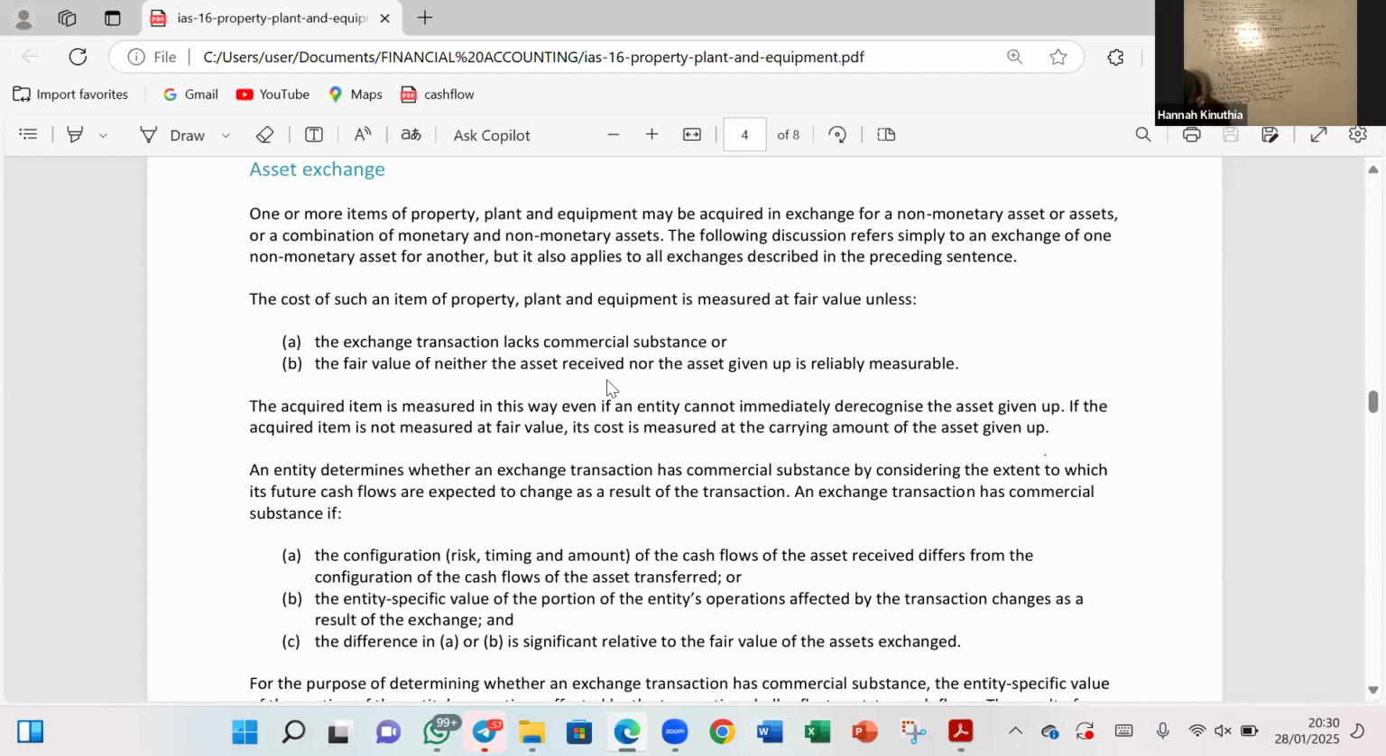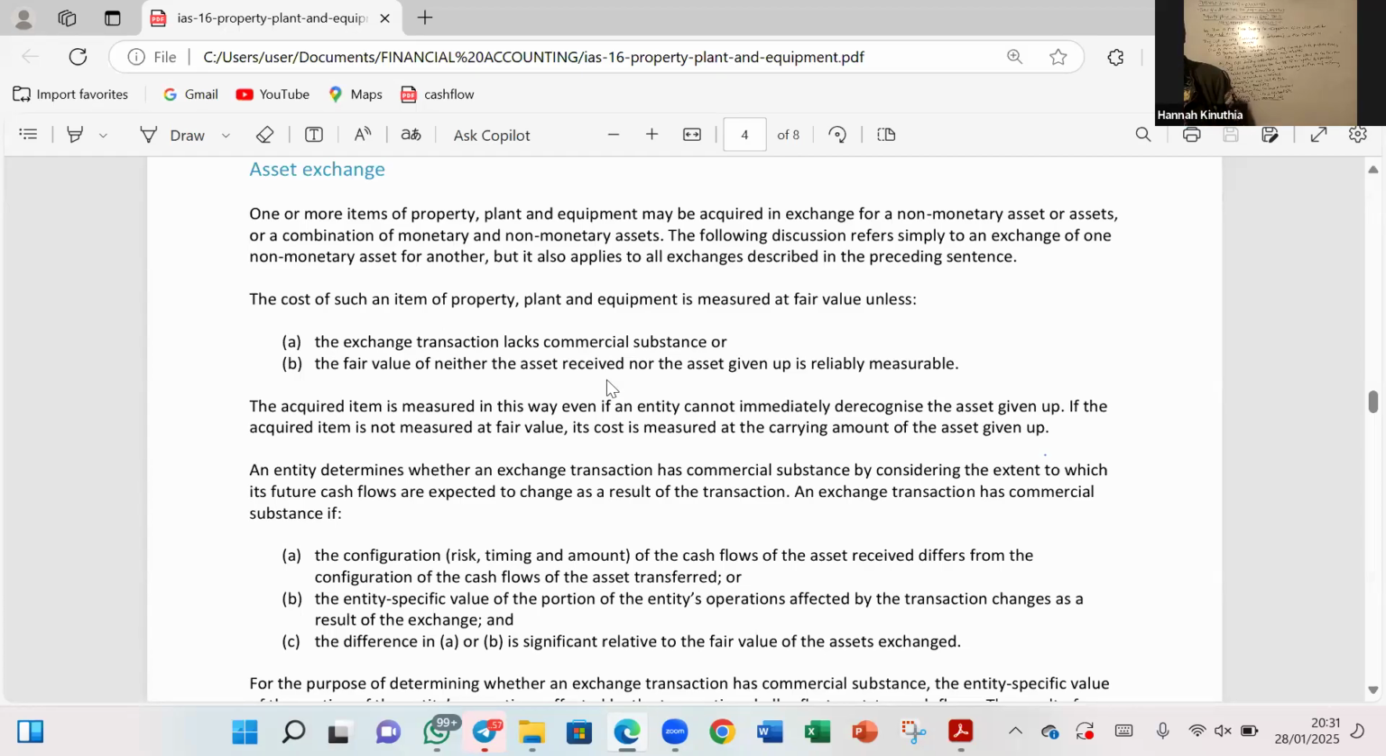So one or more items of PPE may be acquired in exchange for non-monetary assets, or a combination of monetary and non-monetary assets. The following discussion refers to simply an exchange of one non-monetary asset for another, but it also applies to all exchanges described in the preceding sentences. It can be for monetary or non-monetary. So there is an exchange of a car for another car. Your car in exchange is non-monetary, but remember you add some amount on it. So it can be both monetary and non-monetary. The cost of such an item is measured at fair value.